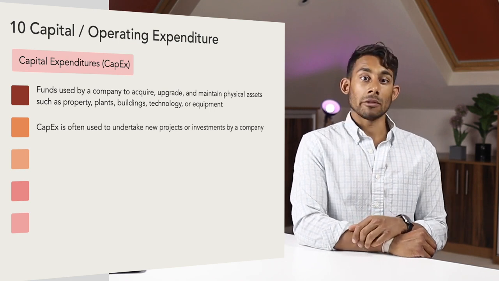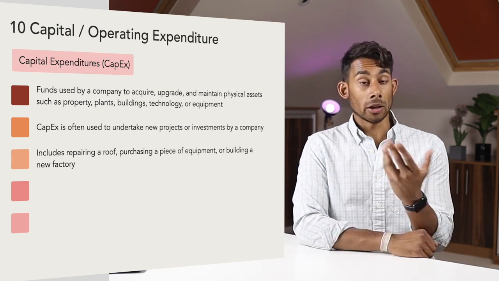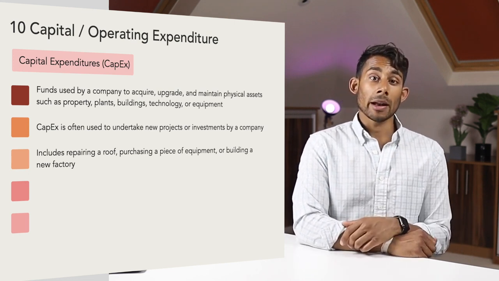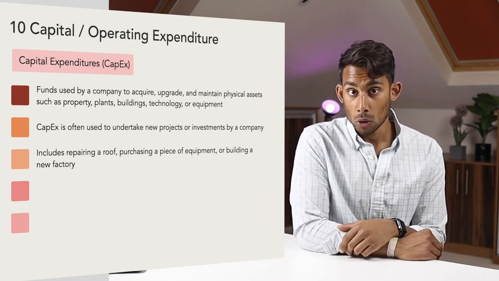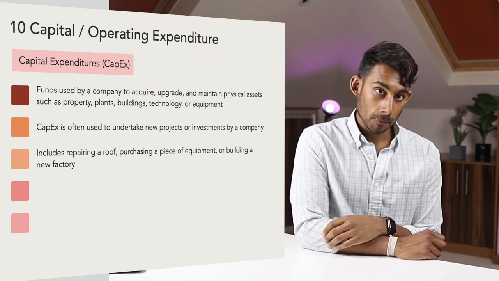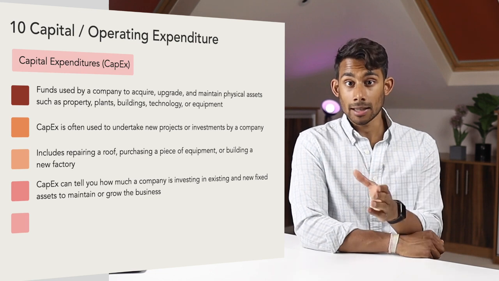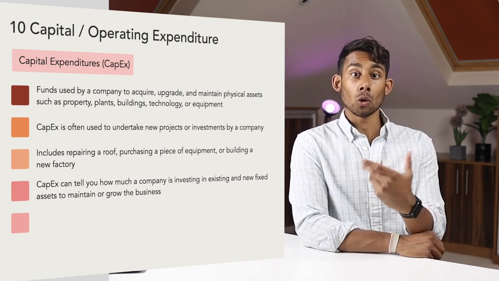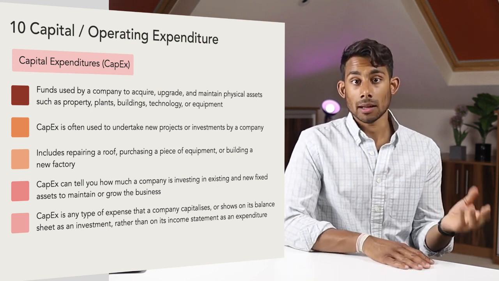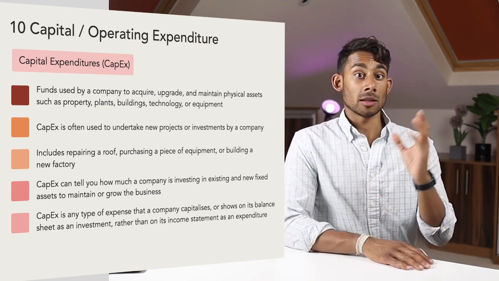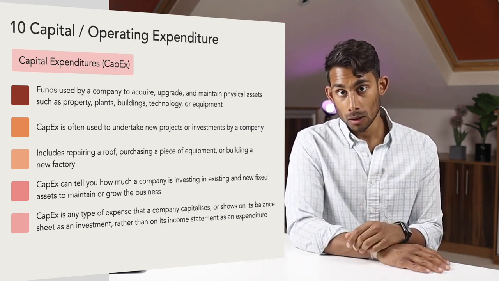Making capital expenditure on fixed assets can include repairing a roof, purchasing a piece of equipment, or building a new factory. This type of financial outlay is made by companies to increase the scope of their operations or add some economic benefit to the operation. CapEx can tell you how much a company is investing in existing and new fixed assets to maintain or grow the business. Put differently, CapEx is any type of expense that a company capitalizes or shows on its balance sheet as an investment rather than on its income sheet as an expenditure.